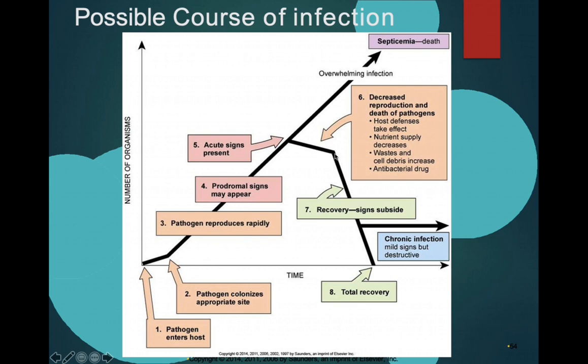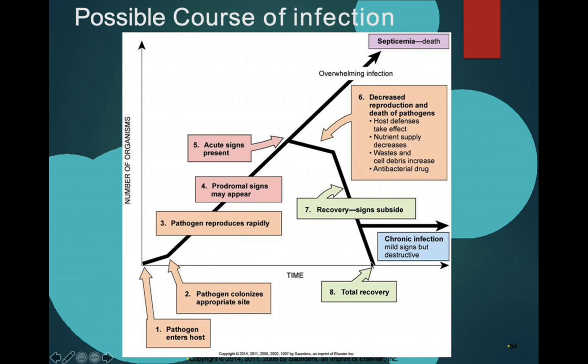The host defenses finally kick in. You have the appropriate nutrients, maybe some glutathione and vitamin C and appropriate zinc. And then they're able to eliminate the waste and cellular debris. Maybe they take antibiotics or antibacterials. And then they start to show some degree of recovery, and the signs start to subside a little bit. And if it doesn't totally resolve, it could become kind of like a more mild chronic infection, but there's no destructive signs.